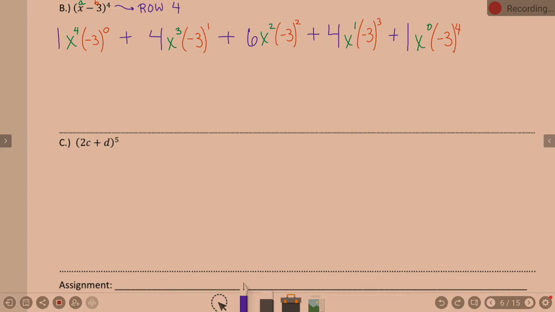Okay. So, it's a matter of cleaning it up here. On the first term, 1 is 1, x to the fourth is x to the fourth. What is negative 3 raised to the 0? Just 1, right? Anything raised to 0 is 1. So this first term is just going to be x to the fourth.